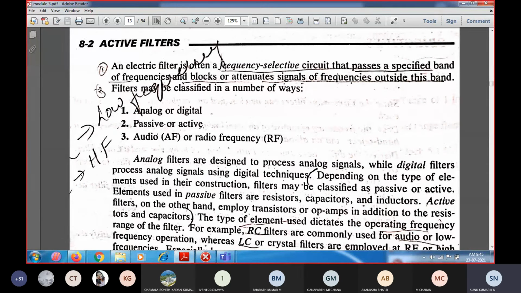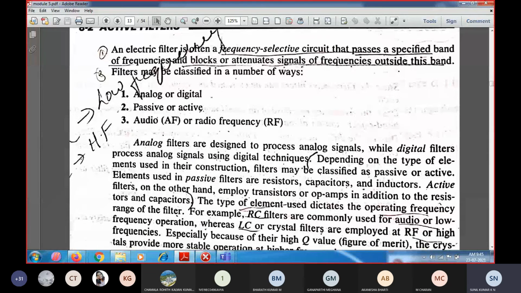So what are filters and how have they been classified? Filter circuits may be classified mainly into three types. One is analog filter as well as digital filter. Since we are going to deal with electronic circuits, there are two types of signals.